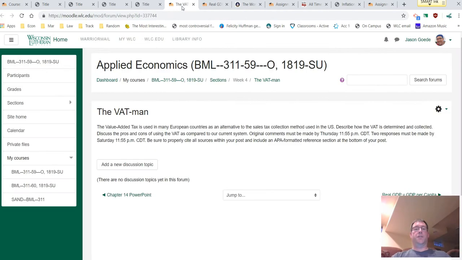So our discussion questions here. The first one is the value-added tax, which is what is mentioned in Chapter 12. It's used quite a bit in Europe. It's not something that is currently used in the U.S. And so as you look at that, it's thinking about, would the VAT be a better system for collecting taxes in our country?